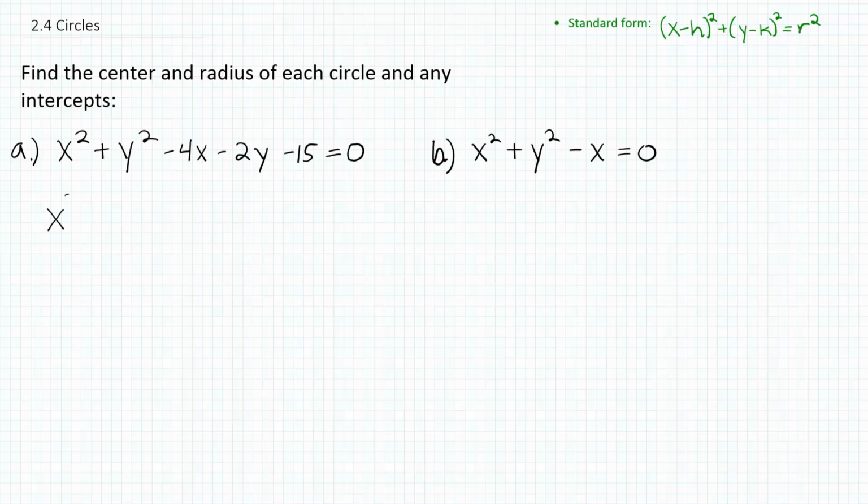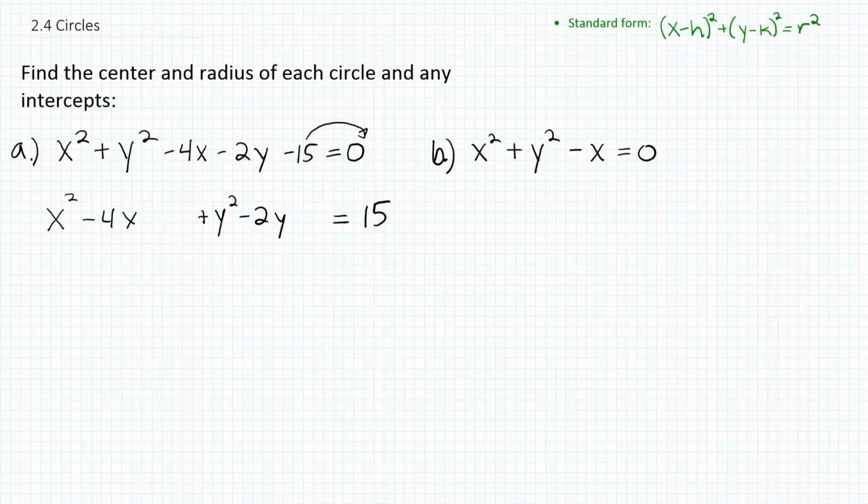So we'll have x squared minus 4x, leave a little space. Then we'll have positive y squared minus 2y, leave a little space. Then we're going to move this constant over to the other side, making it positive as it crosses the equal sign. So negative 15 will become positive 15 on the other side.